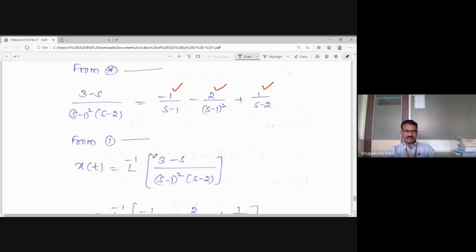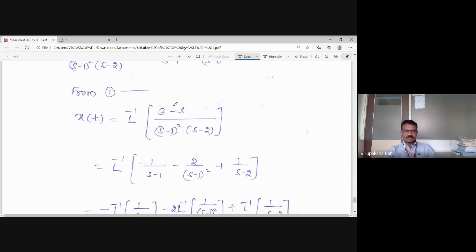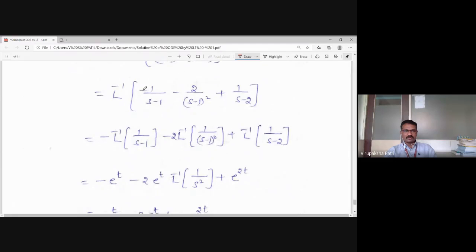So x of t is equal to, we'll write this in the partial fractions type. That is L inverse of minus 1 divided by s minus 1, minus 2 divided by s minus 1 whole square, plus 1 divided by s minus 2. Operating L inverse separately on each, you will get minus of L inverse of 1 divided by s minus 1. Take this 2 outside, so it becomes minus 2 into L inverse of 1 divided by s minus 1 whole square, plus L inverse of 1 divided by s minus 2.